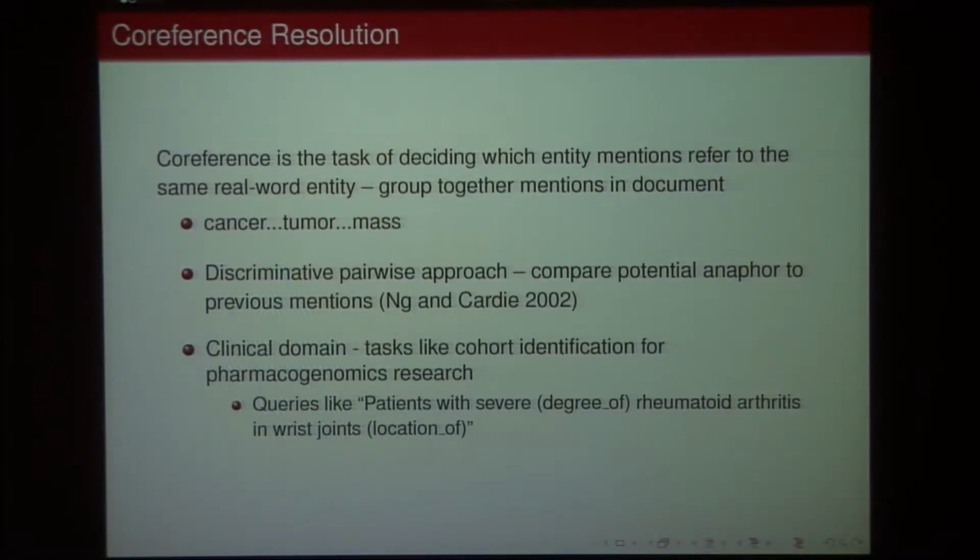So in the clinical domain, just to give you a more concrete example, maybe you want to do cohort identification so you can do pharmacogenomics research. You might say, I want all the patients with severe rheumatoid arthritis in their wrist joints. So this is two pieces of information, and maybe in some notes it's all in one mention, and maybe in some notes it's in two separate mentions. You need to be able to build a model of the rheumatoid arthritis so that you can find this exact piece of information.